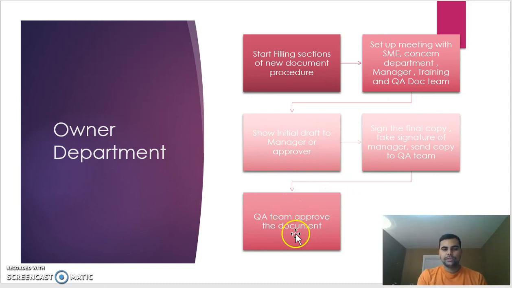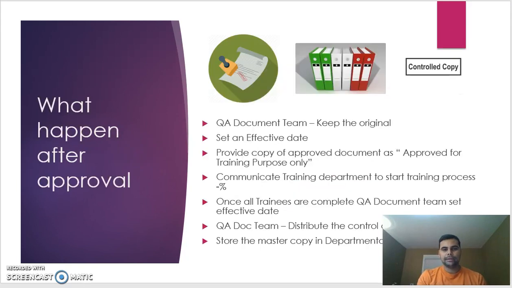So the QA team approves the document, and then these things happen. The quality team keeps the original and stores it in a file like this. They set the effective date, they put an approval mark, and mark it as approved for training purposes only, and they communicate the date to the training department. Once all training is complete, the QA documentation team distributes the copies. They put a control copy stamp, then distribute the photocopy to us and store the master in the file like this. So it's a general overview.